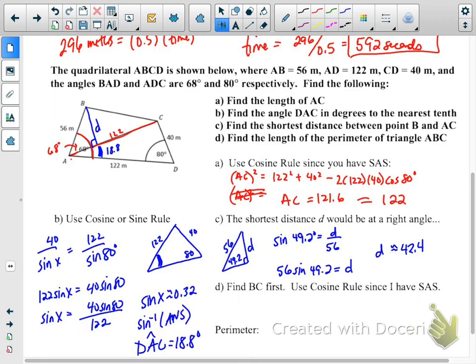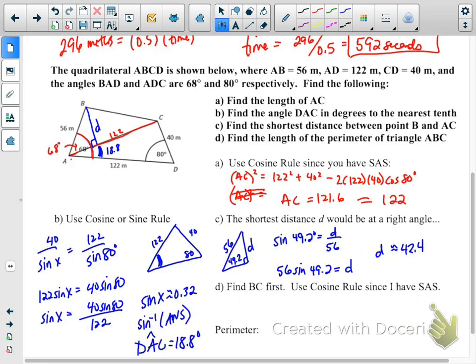All right, last part. Find the length of the perimeter of triangle ABC. Okay, so to find the perimeter, I need all three sides. Right now, I currently only have two sides. I have the 122-ish, because we rounded that. I've got the 56. I need this side right here. So, okay, I always like to try to do law of sine if I can. In this triangle, though, right here, I know this angle here, not the 68, but the 49.2. But that's the only angle that I know. And in order to do law of sine, I need to know another angle. So this is going to have to be cosine.